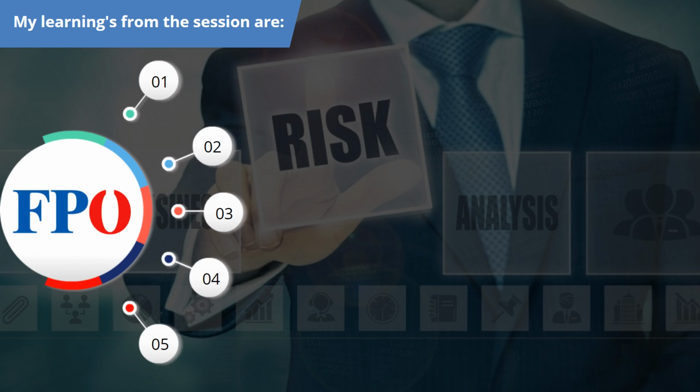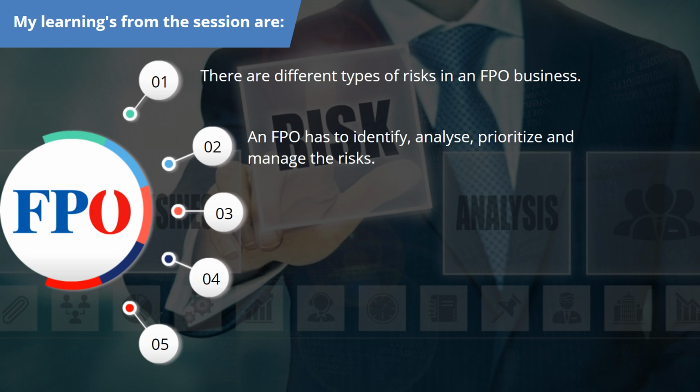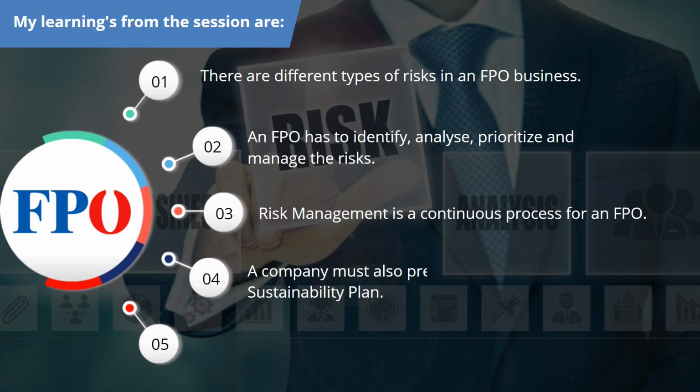Yes, Sarla. My learnings from this session are: there are different types of risk in a FPO business. A FPO has to identify, analyze, prioritize, and manage the risk. Risk management is a continuous process for a FPO. A company must also prepare a business sustainability plan. FPO should plan for achieving social, economic, and environment sustainability in its business plan.